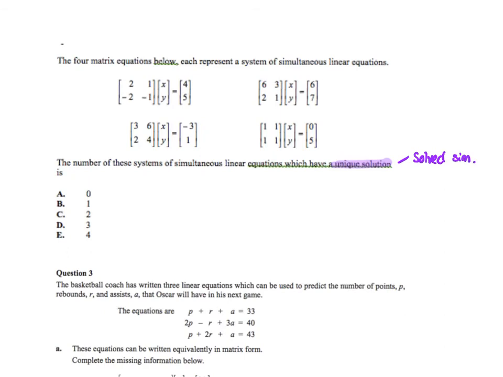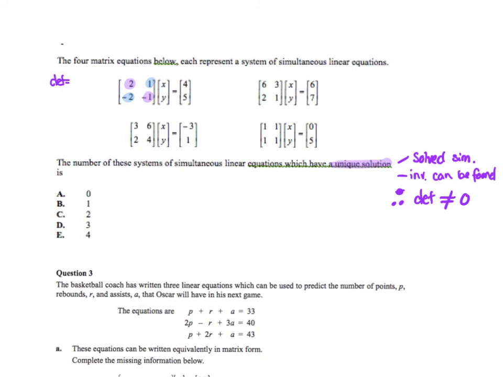And if they can be solved, it means that the inverse can be found, and therefore the determinants, if it can be solved and have a unique solution, the determinants will not equal 0. So a quick way of working out whether these have a unique solution is just to work out their determinants. Remember it's this number by this minus that number by that.